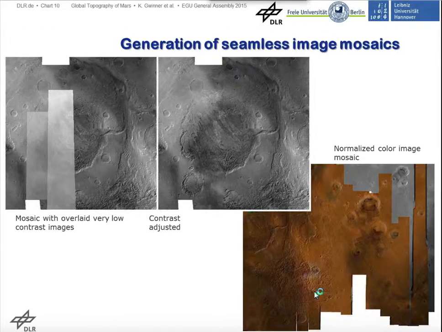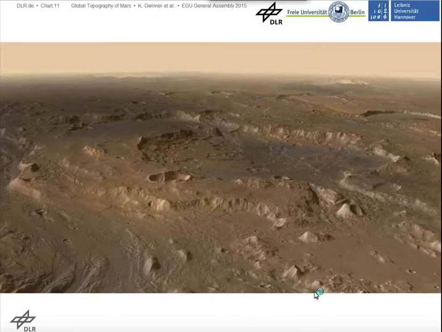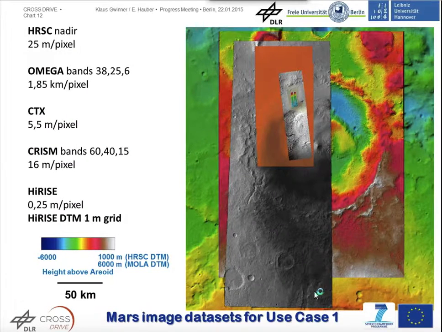And we're applying a new technique for brightness adjustment. And this introduces albedo data from TES to get an overall visually consistent brightness. So what are we doing with it? This just demonstrates the combination of data sets, images, and DTM in this case at very high resolution.